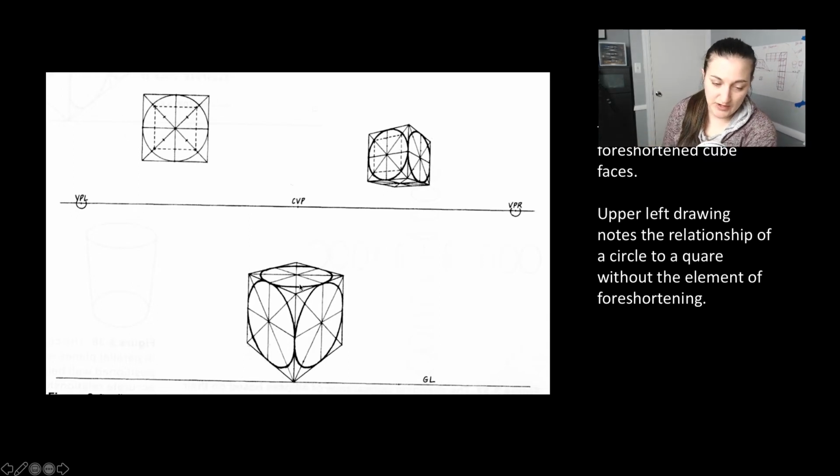That just means that it's wider. So maybe there's like a cup on its side, right? Or a cylinder or something like that. So this is just the cubed version of this square that we went over in the ellipse assignment.